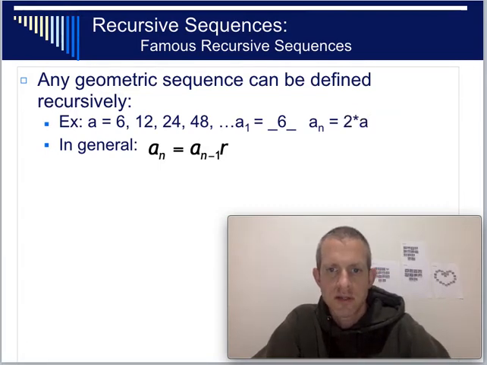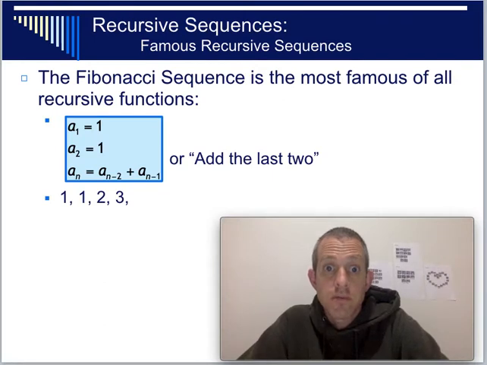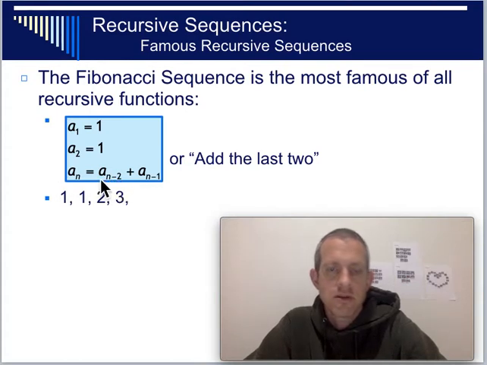So the most famous recursive sequence, and possibly the most famous sequence of all time, is the Fibonacci sequence. In the Fibonacci sequence, you're told 2 initial values. The first number in the list is 1. The second number is also 1. And then the rule is simply to add the last 2. And so when it says a_(n-2), that means look back 2 in the list. This means look back 1 in the list.